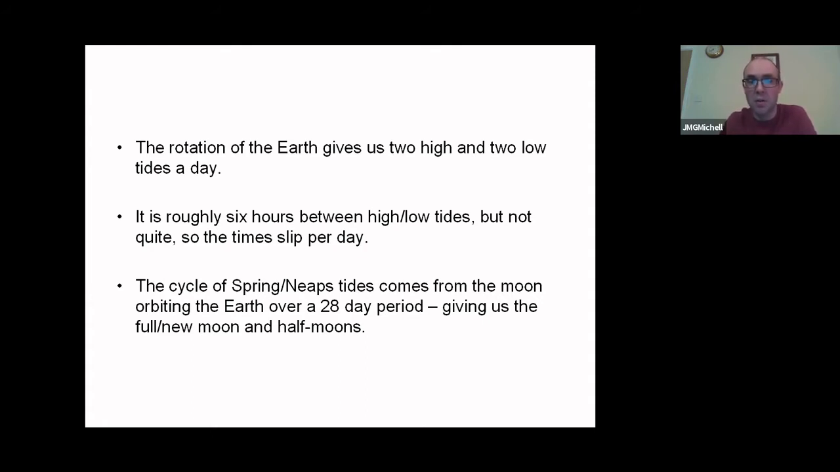And the cycle of this spring and neap tide comes from the moon orbiting the Earth over a 28-day period. Again, it's a 28-day period. We tend to work in calendar months of roughly 30 days, so you end up with this being out of synchronization in terms of dates and tides. But that's why we have things called tidal prediction atlases and almanacs, which I'll come to at the end, which help guide us through these subtle differences.